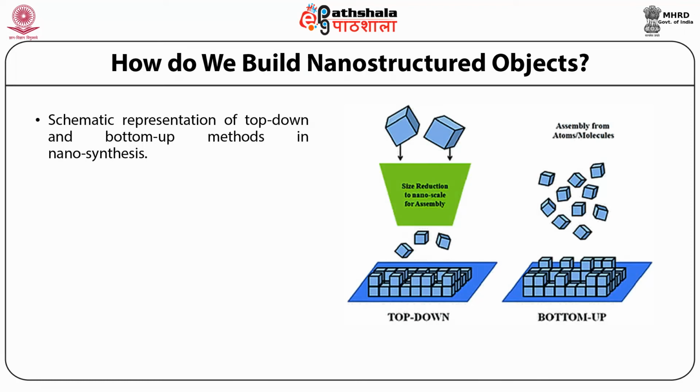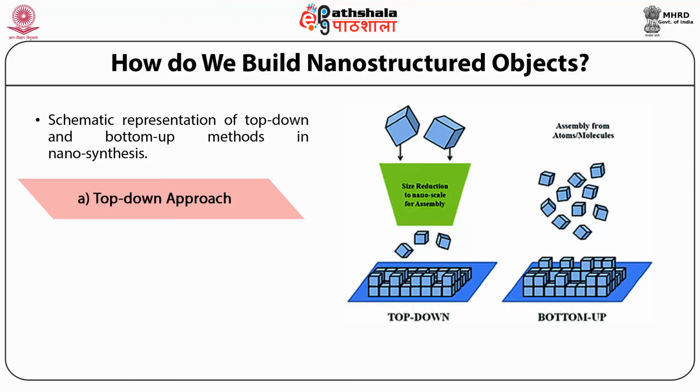So the last question which we are going to discuss in this module is, how do we build the nanostructured objects? Now two approaches can be followed to synthesize the nanostructured material. One is the top-down strategy, which involves taking the bulk materials and then repeatedly breaking them into smaller and smaller pieces. This can be achieved by chemical, mechanical, or any other method.